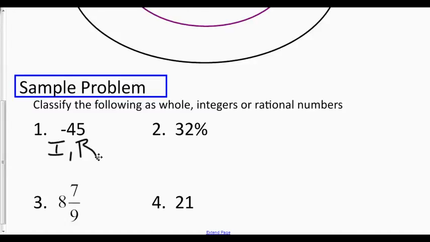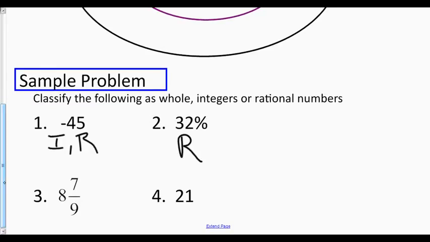32%. 32% is not a whole number. And remember, integers have to be without decimal or fraction parts as well. So 32% is only rational. 8 7/9. Again, it's got a fraction part, so it's only rational. I can express 8 7/9 as a fraction. And 21. It's no fraction or decimal part, and it's positive, so it's whole. And all whole numbers are also integers, and I can express 21 as a fraction, so it is rational.